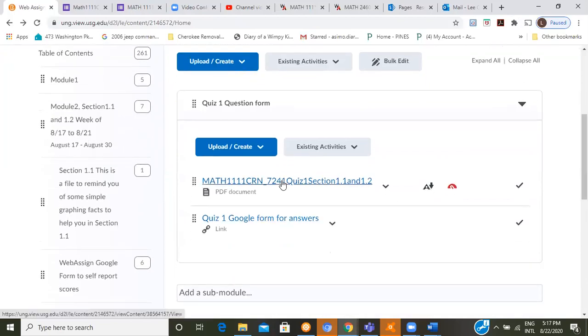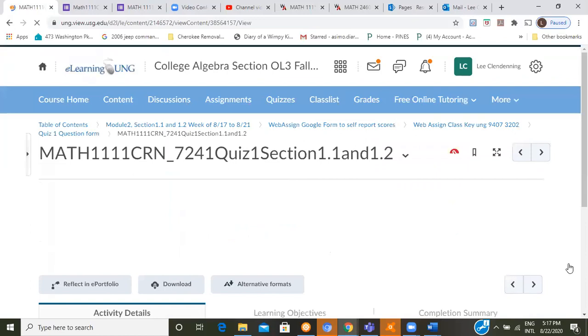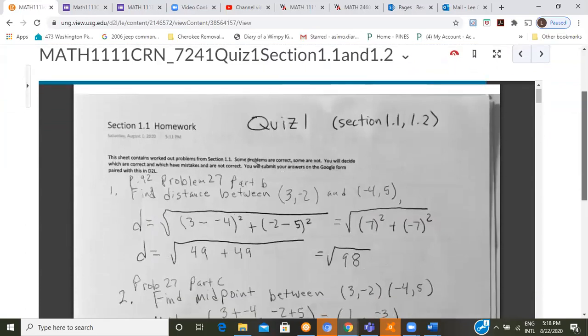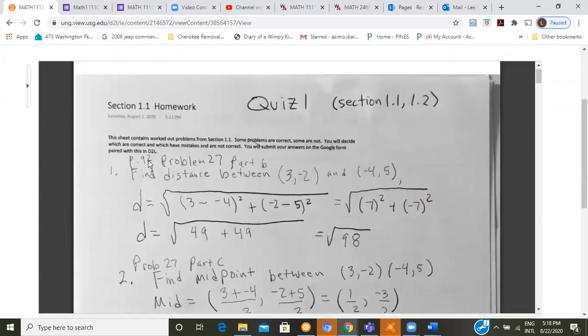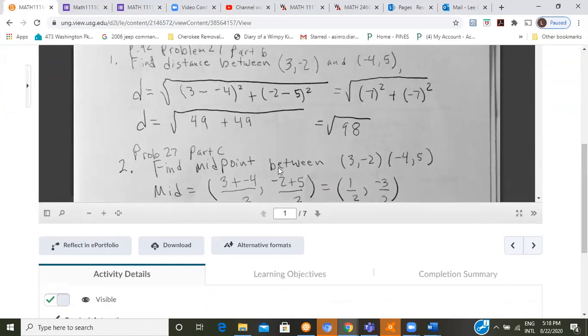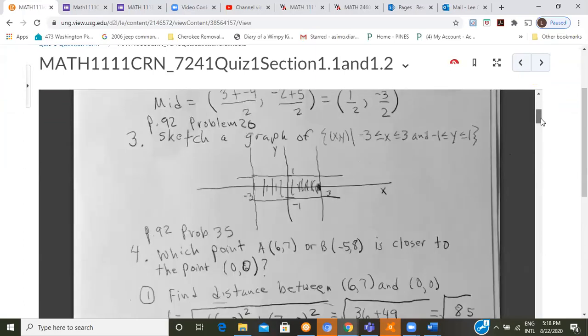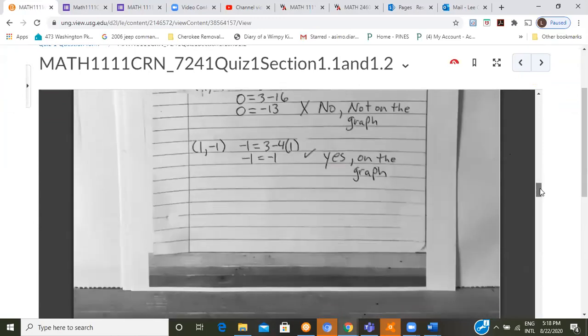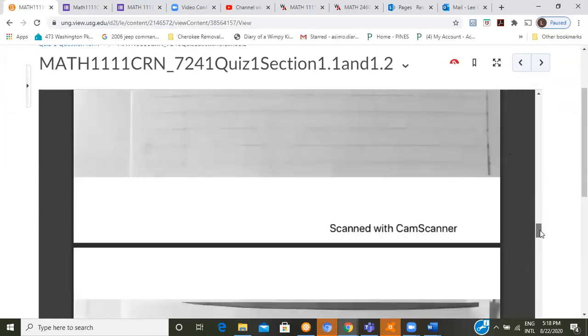And these again are the questions on the quiz. I have worked out problems from the book. I listed, this number 1 is page 92, problem 27, part B. It had you find a distance between these 2 points. I worked it out. You're going to tell me if that's right or wrong. Find the midpoint between the same 2 points. Again, some of these are correct, some of these may not be correct. You do not answer on these forms. These are just where the questions are.